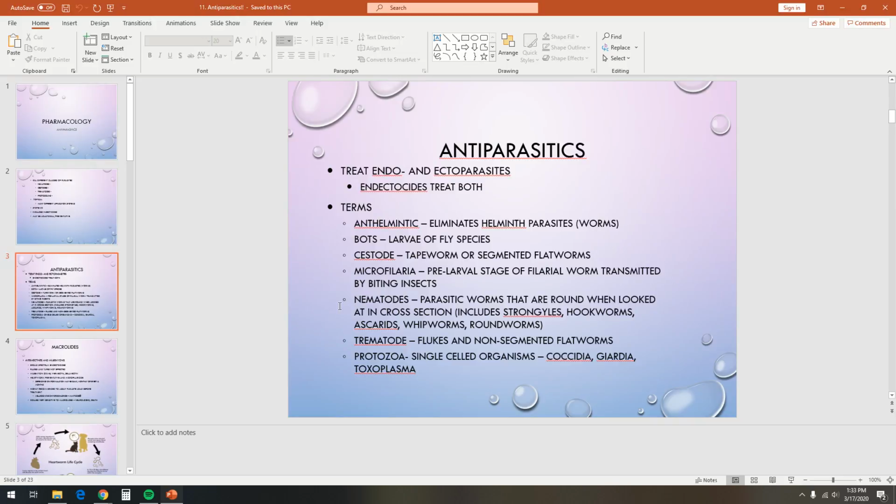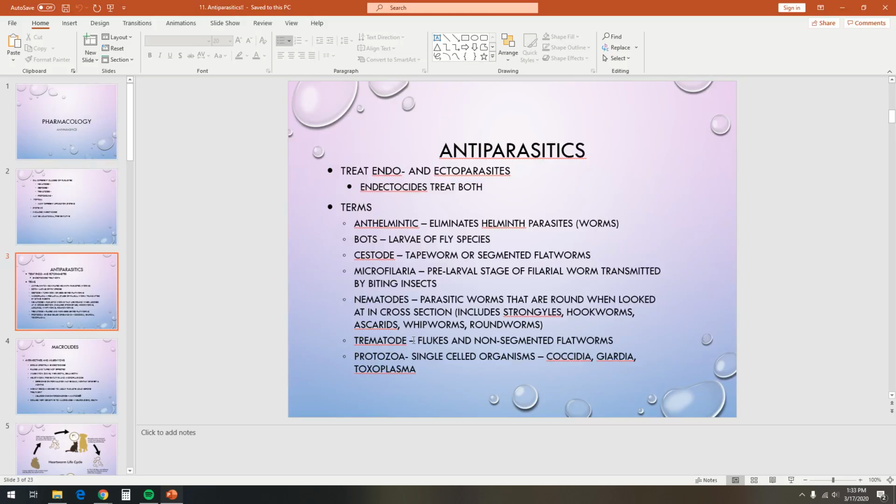Nematodes are parasitic worms that are round when looked at in cross section. This includes strongyles, hookworms, ascarids, whipworms, and roundworms. So these guys are long like spaghetti. The cestode looks like sesame seeds or rice. So cestode, sesame seed; nematodes are your roundworms.